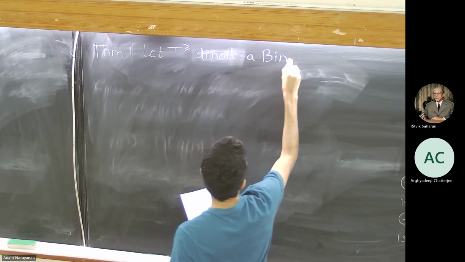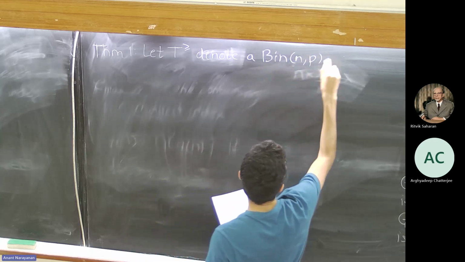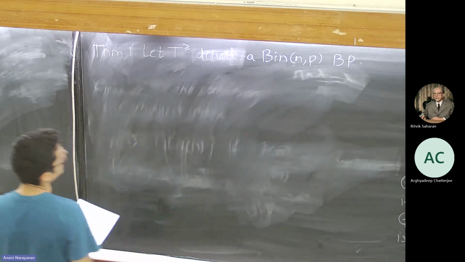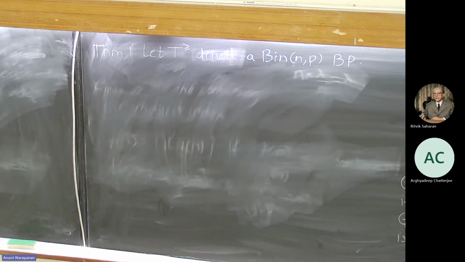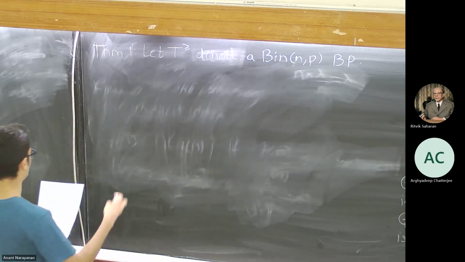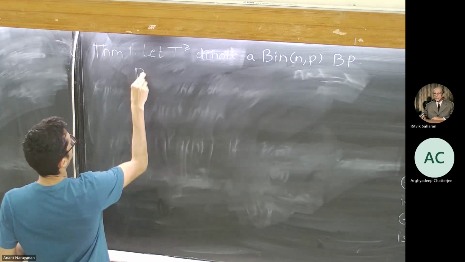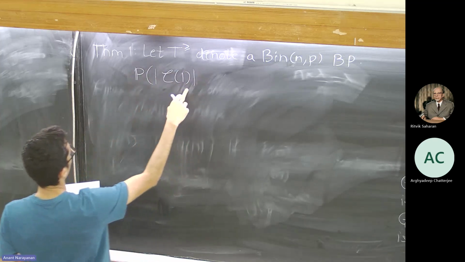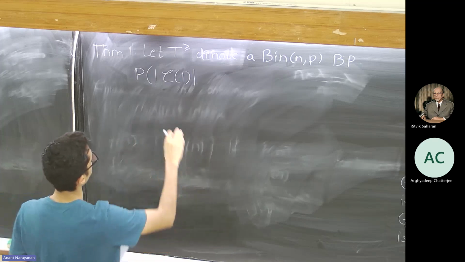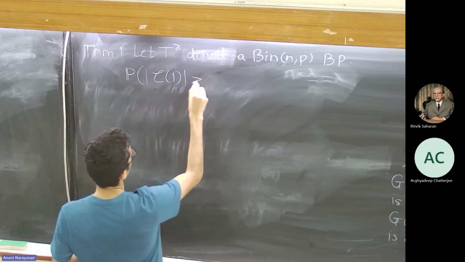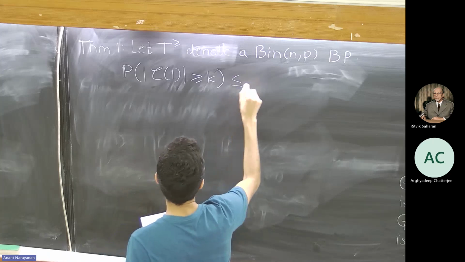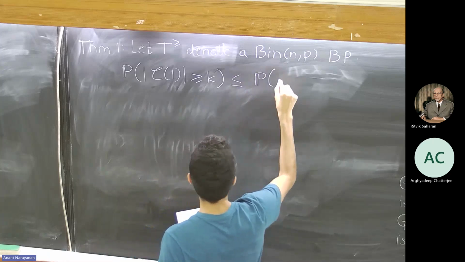Binomial n, p branching. What I mean by this is that the offspring distribution is binomial n, p. The important result in this case is that C1, that is the component of 1, I'm not saying Cmax at this point, the probability of the size of the component of 1 being greater than or equal to k is upper bounded by the size of the branching process total progeny.